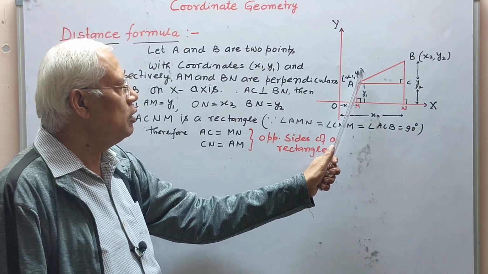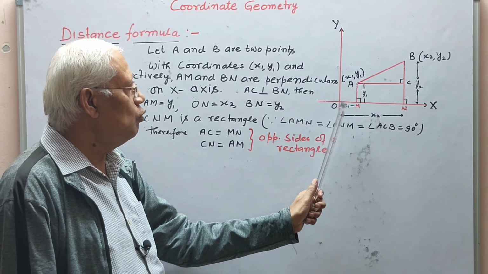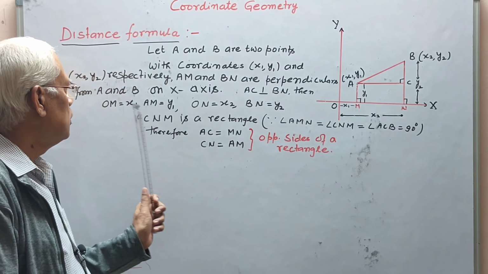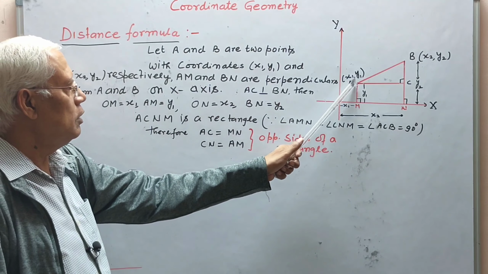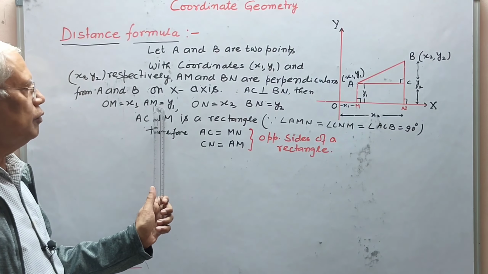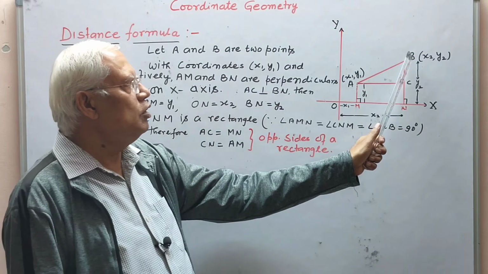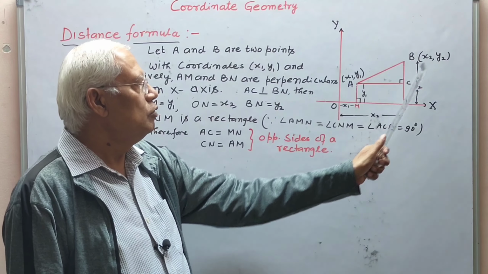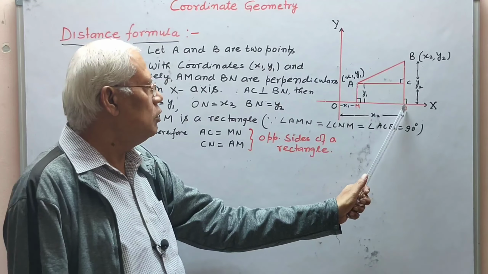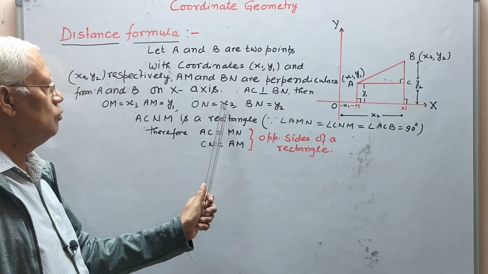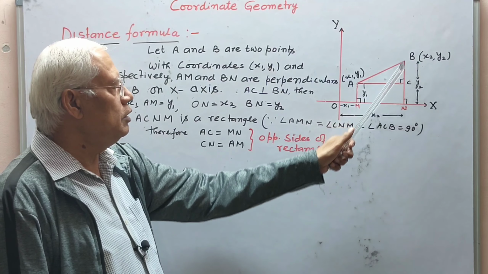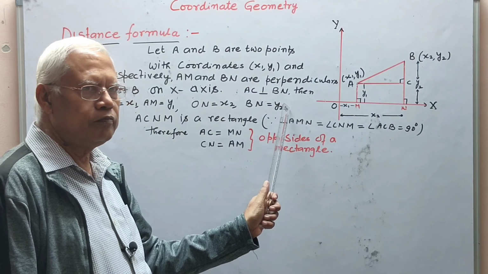Since the coordinates of A are (x1, y1), OM equals x1 and AM equals y1. Similarly, the coordinates of B are (x2, y2), so ON equals x2 and BN equals y2.